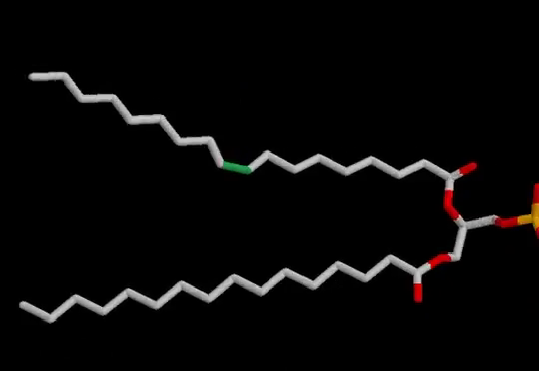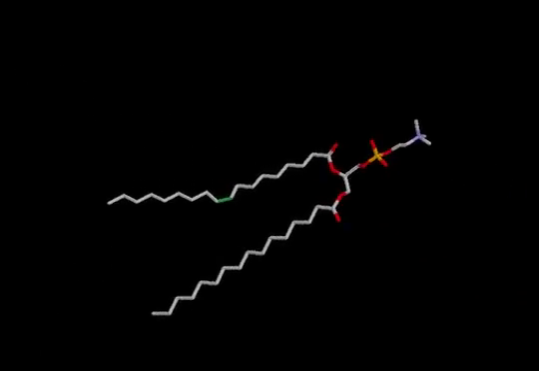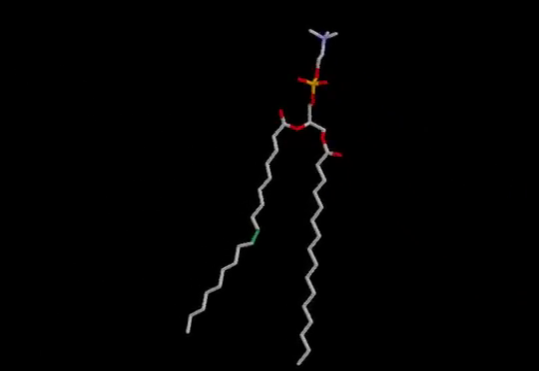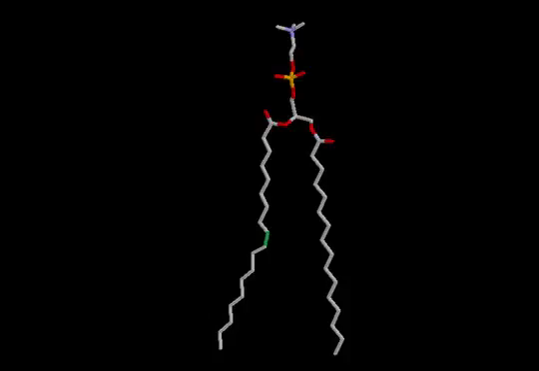When forming a bilayer, unsaturated fatty acid tails pack loosely, which allows the bilayer to remain fluid. If there were no double bonds, bilayers would solidify to a consistency resembling bacon grease.